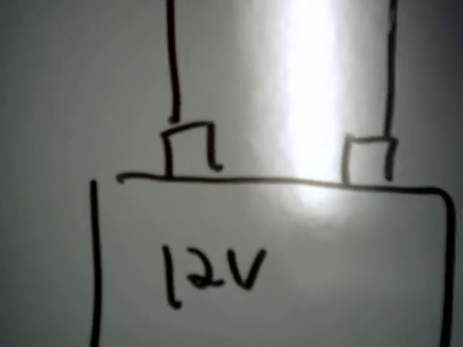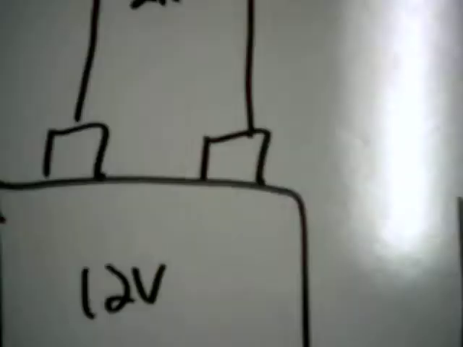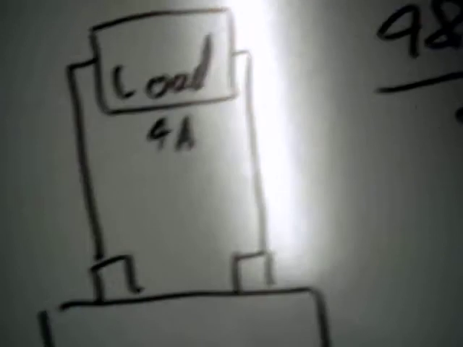For this one, we have 12 volts, so that's 12 joules per coulomb, and we have 4 amps, so that's 4 coulombs per second. 4 times 12 is 48 joules per second. So the first system is using 24 watts, because a watt is 1 joule per second, and this system is using 48 joules per second, so it has 48 watts.